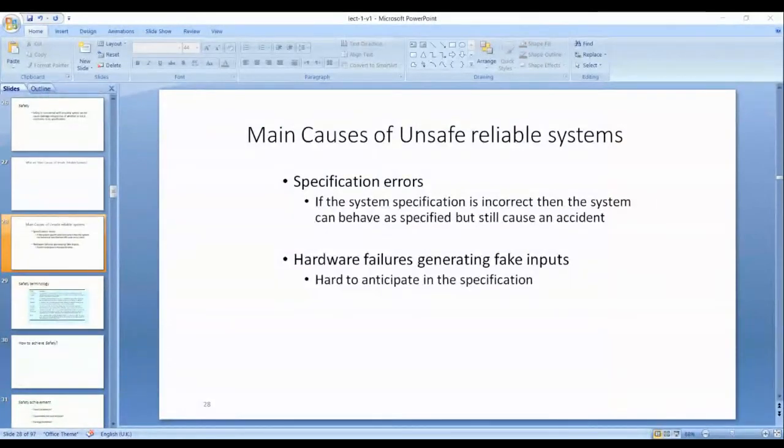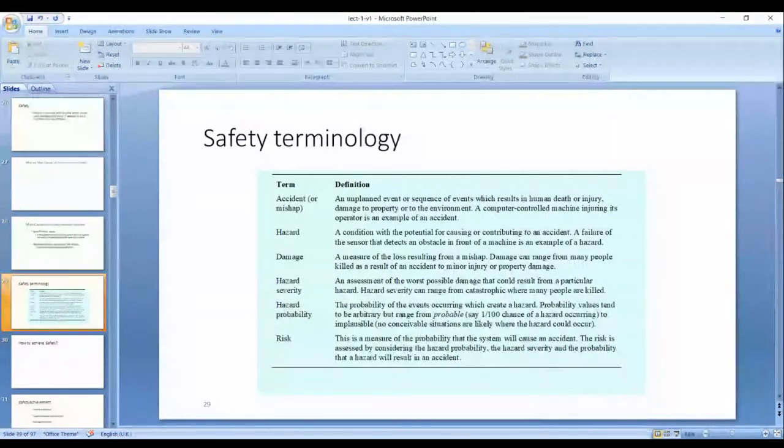Now I move to safety terminologies. We have accident. Accident is an unplanned event or sequence of events which results in human death or injury.